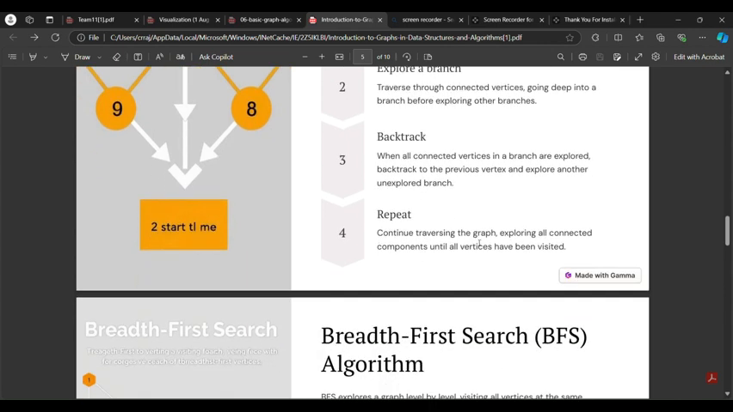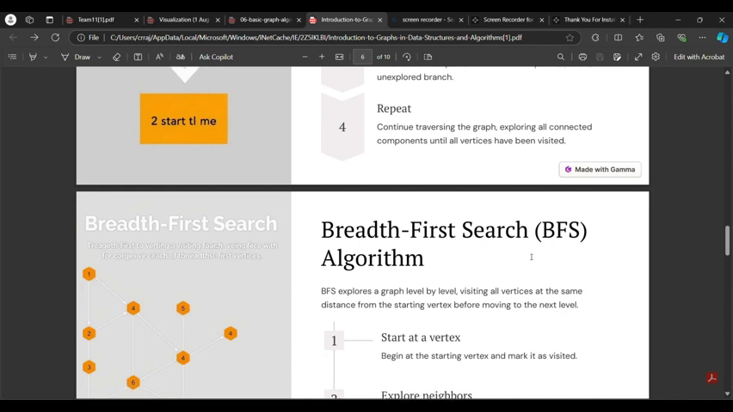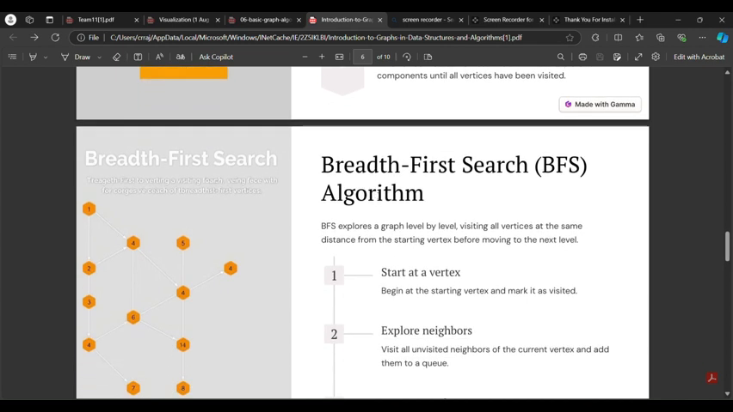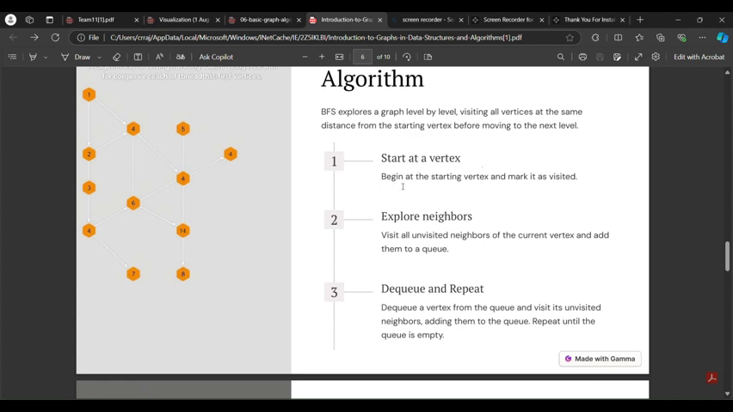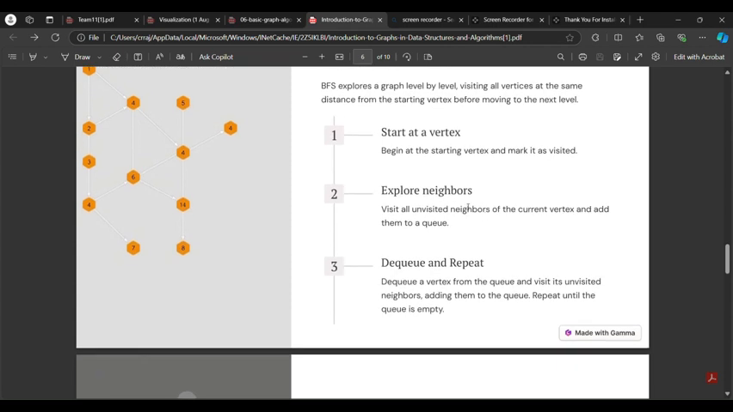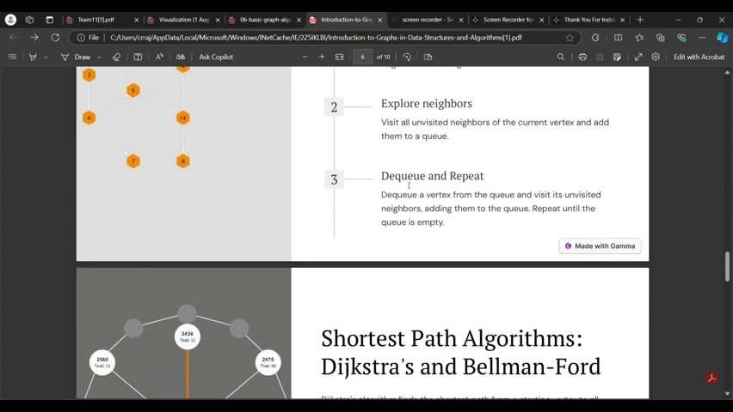Breadth-first search algorithm, BFS. BFS explores a graph level by level, visiting all vertices at the same distance from the starting vertex before moving to the next level. Start the visit: begin at the starting vertex and mark it as visited. Explore neighbors: take all the unvisited neighbors of the current vertex and add them to the queue. Dequeue and repeat: dequeue a vertex from the queue, visit its unvisited neighbors, and add them to the queue. Repeat until the queue is empty.